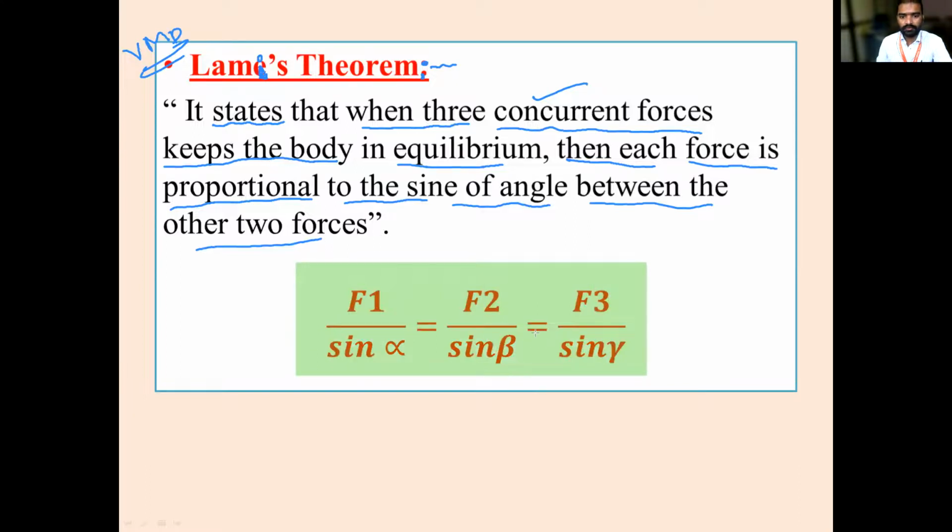Write this formula: F1 divided by sine alpha is equal to F2 divided by sine beta is equal to F3 divided by sine gamma.